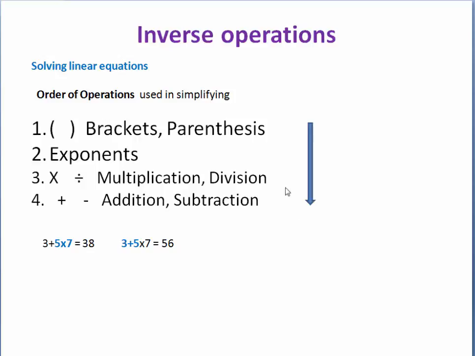And why? Because we have this agreed upon order of operations in which we do brackets and parentheses first, exponents next, multiplication and division after that, and addition and subtraction last. So here we do multiplication first and then our addition. So the answer is 38.